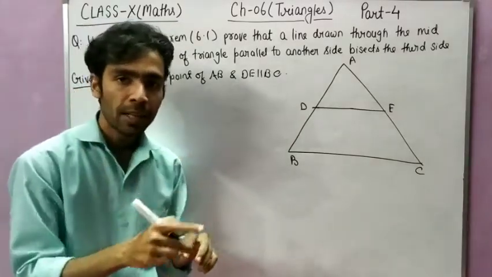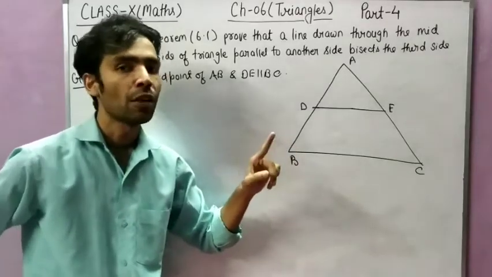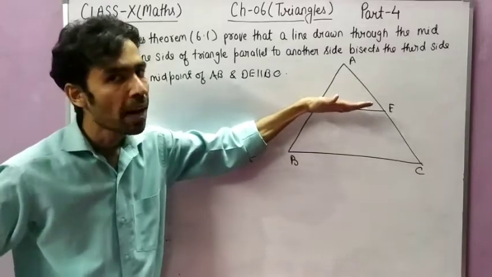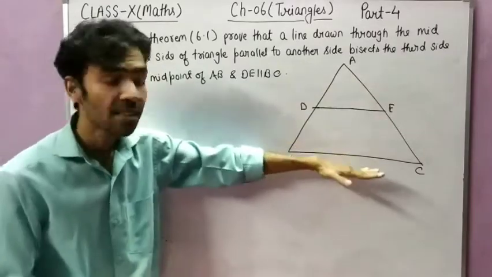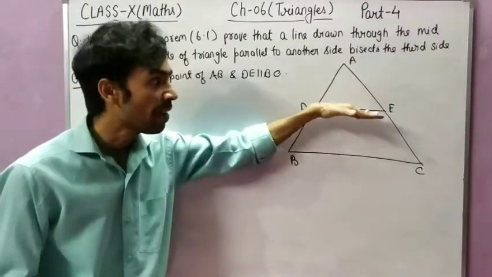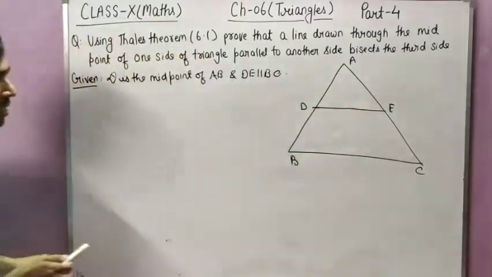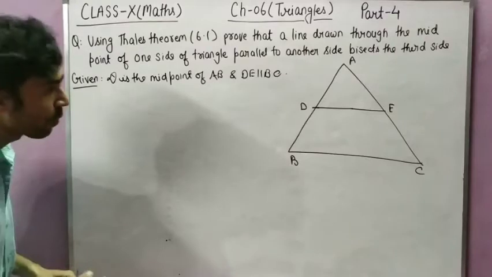ABC is a triangle. D is the midpoint of one side of the triangle, that is AB, and from D one line is drawn which is parallel to another side. Another side means suppose BC. So that line will bisect the third side. Means we have to prove AE equal to EC. It is also known as the converse of midpoint theorem.